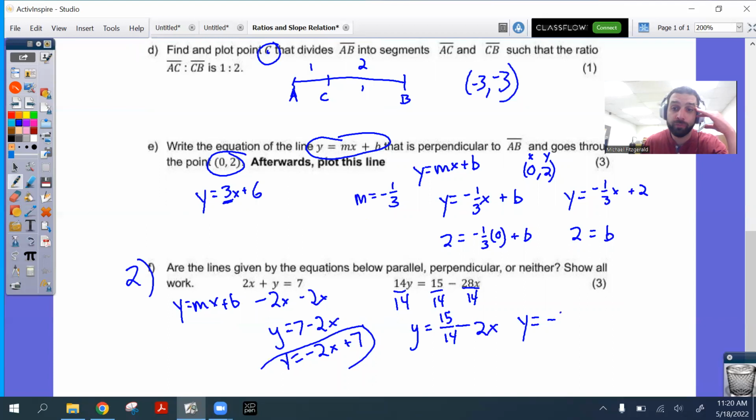So I'm going to just rearrange these. Negative 2x plus this wacky fraction 15 over 14. Don't let this fraction scare you. This is the y-intercept. For parallel or perpendicular lines, we are worried about the slope. Here we have the slope of negative 2. Here we have the slope of negative 2. These lines are parallel. They have the same slope.